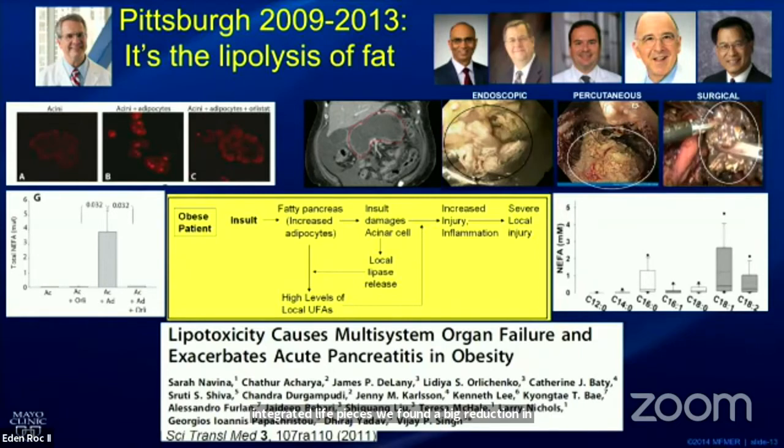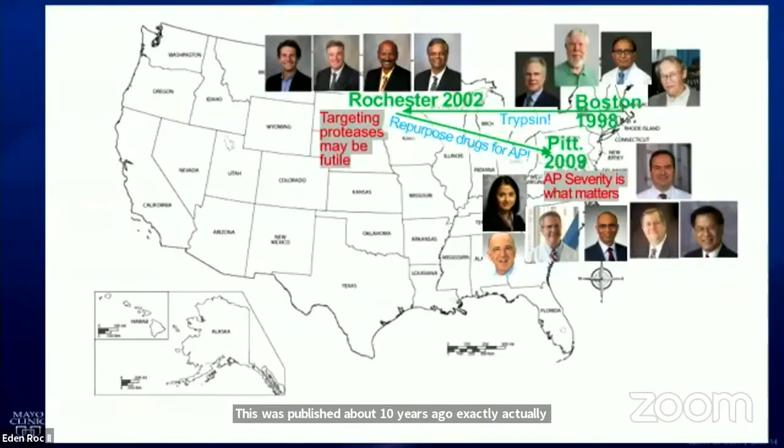This was the paradigm that we published then: perhaps in the obese patient, when there was an insult and the acinar cell was damaged, there was a local lipase leakage, but in that obese fatty pancreas, adipocytes were damaged that leaked out unsaturated fatty acids, which damaged the acinar cells more, and that perpetuated the injury to severe pancreatitis. This was published about 10 years ago, exactly to this week that we published this.